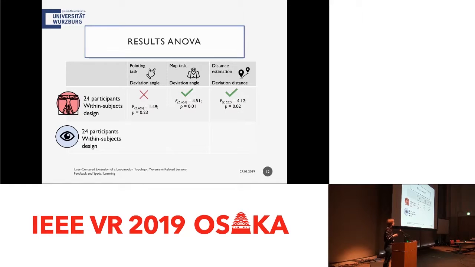In the first experiment, our analysis did not reveal a difference between the conditions in the pointing task, but did for the map task and the distance estimation. In line with our expectations, the walking in place condition led to an increased performance compared to the arm swinger condition in the map task, but unfortunately, in contrast to our expectations, it was the other way around in the distance estimation, with the walking in place condition leading to a decreased performance compared to the arm swinger. However, the effect size in both significant results was quite low.